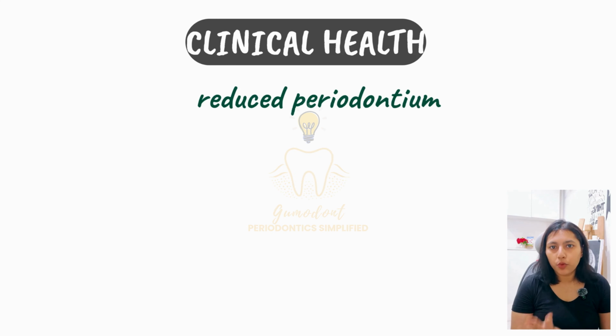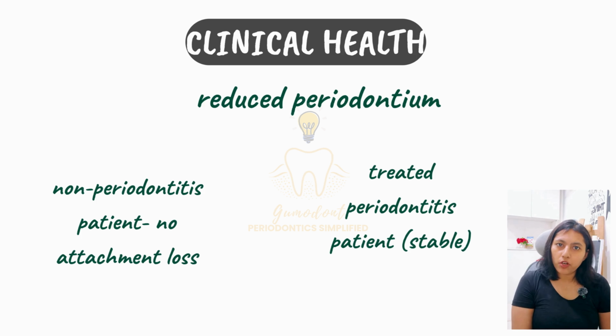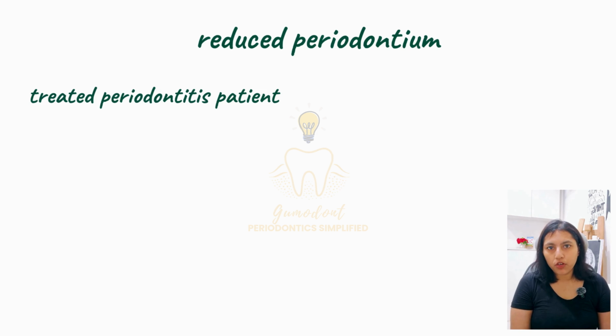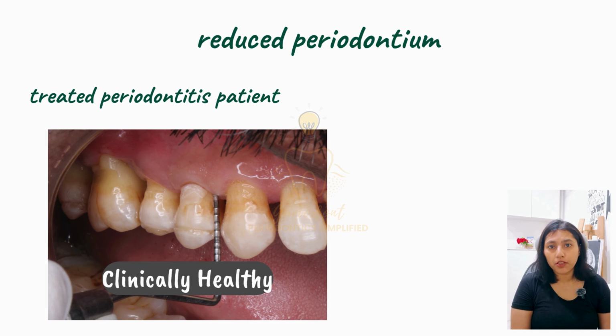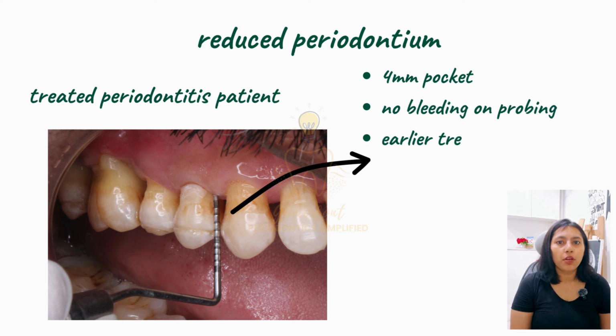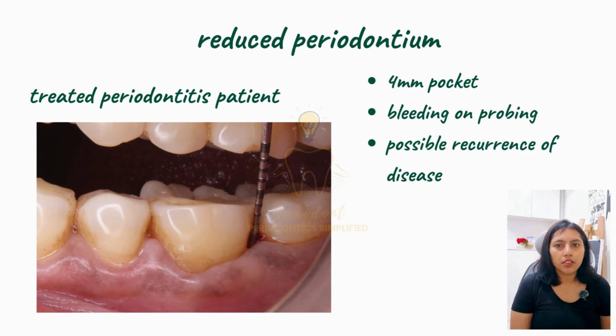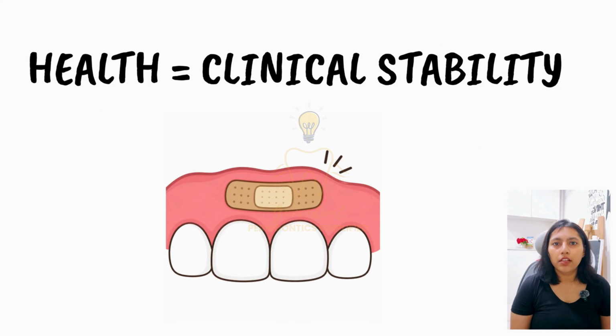Now, if the patient has a reduced periodontium, that means there is some amount of clinical attachment loss. There are two possibilities. Either the patient never had periodontitis, or the patient had periodontitis in the past but is now successfully treated and stable. Now, in a treated periodontitis patient, clinical health can still be present even if probing depths are slightly deeper. So, we accept up to 4 mm of probing depth. But there should be no bleeding on probing at these sites because bleeding at 4 mm indicates possible disease recurrence. So here the health does not mean perfect tissue, it means a stable condition.